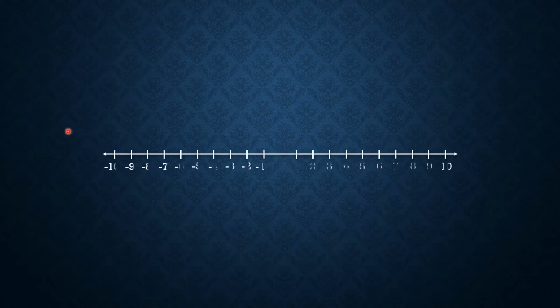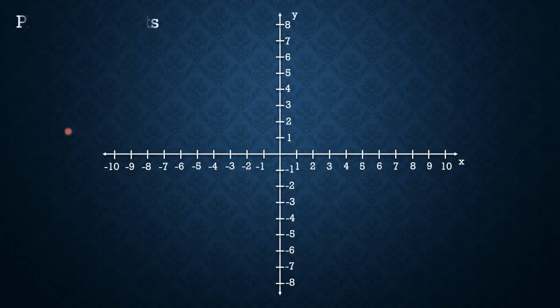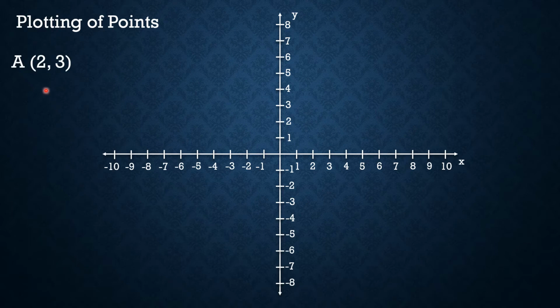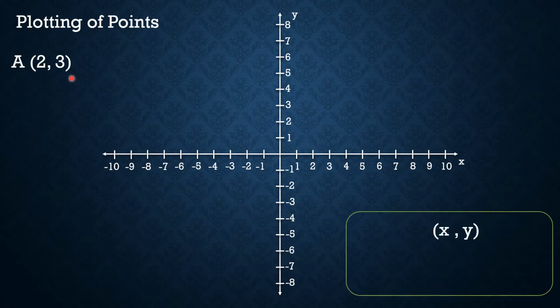Now that we know the basics of the Cartesian coordinate plane, ang tanong naman natin ngayon is how do we plot points on the Cartesian plane? For example, we want to plot point A which has the coordinates 2, 3. The first step that we have to do is to remember this. If we are given an ordered pair x, y, the x-coordinate, ang movement niya ay either left or right. So, if the sign of the x-coordinate is negative, then the movement is to the left. If the sign of the x-coordinate is positive, then the movement is to the right.